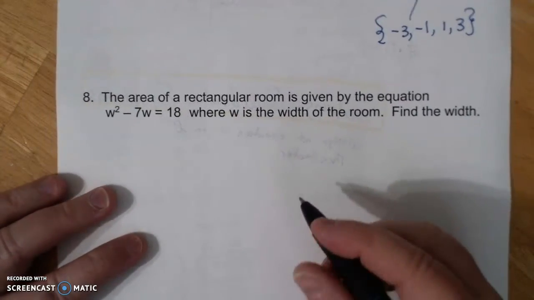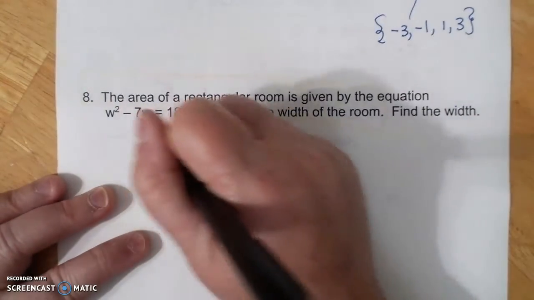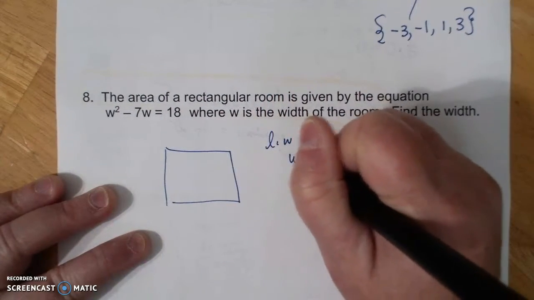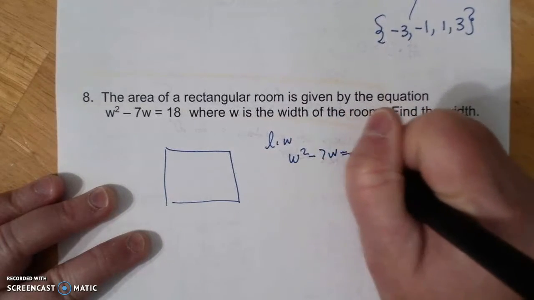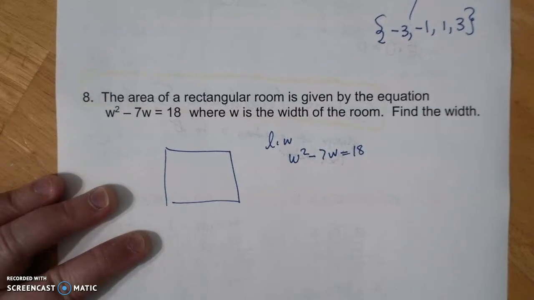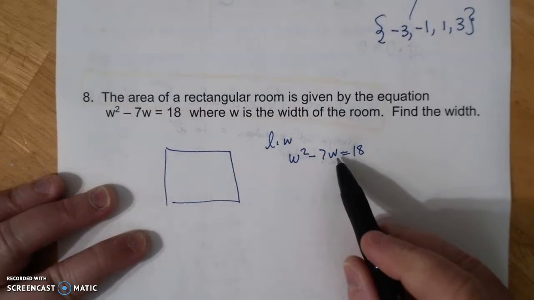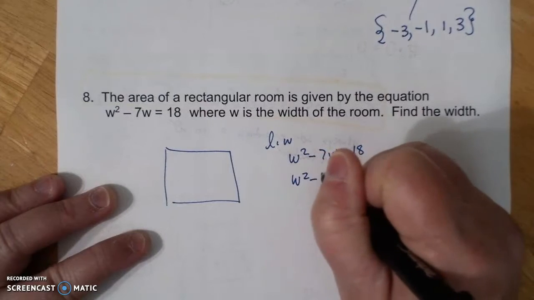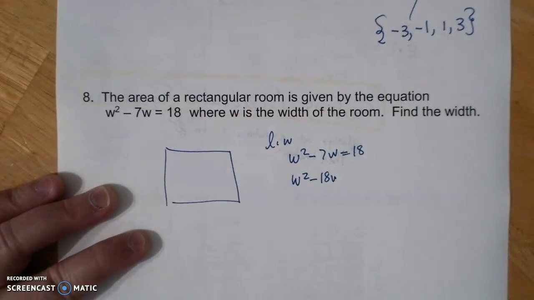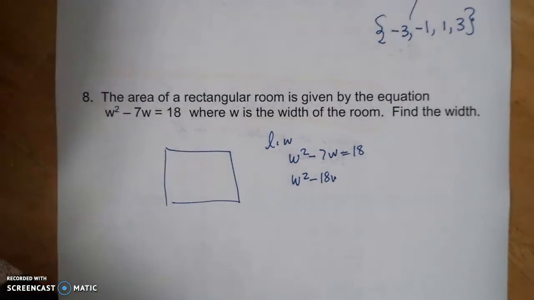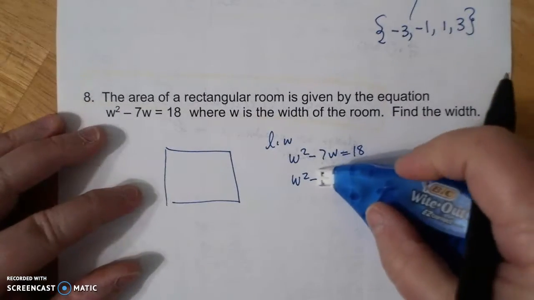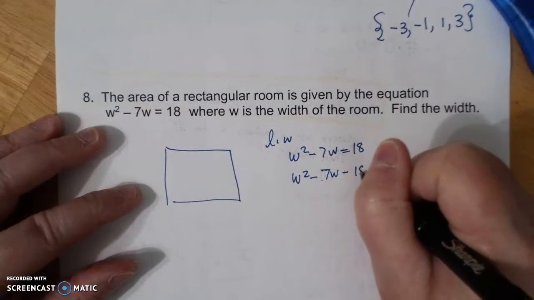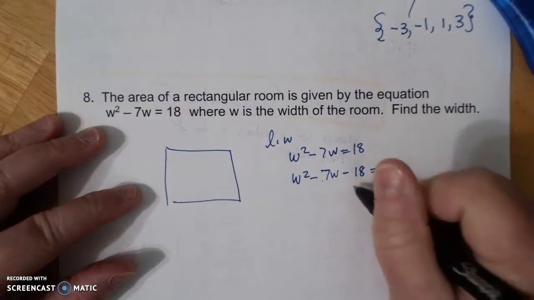The area of a rectangular room is given by the equation. Here's my area, and I have length times width. So w squared minus 7w equals 18. It just means that it's a quadratic. W squared minus 7w minus 18 equals 0.